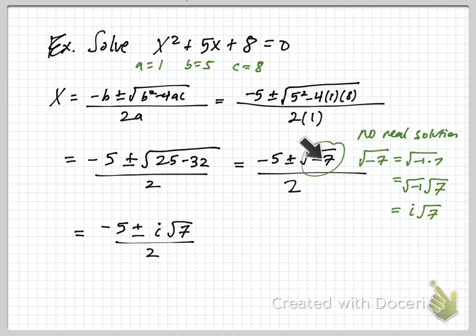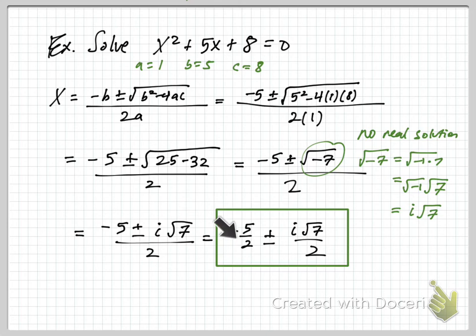So then now I can rewrite this as i square root of 7, and then I can continue with my mathematical properties here. Notice that when you have two things adding or subtracting over the same denominator, they can each be split up over the same denominator. So then I can rewrite this as a solution where I'm going to have negative 5 halves plus or minus the imaginary number i root 7 over 2.